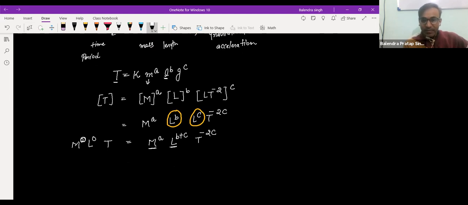So M raised to the power 0, L raised to the power 0, and T raised to the power 1. Comparing M raised to the power a with M raised to the power 0, the value of a is 0. Again, L raised to the power b plus c, here L is raised to the power 0, so b plus c equals 0. And another equation: T raised to the power 1, here T raised to the power minus 2c, so minus 2c equals 1.